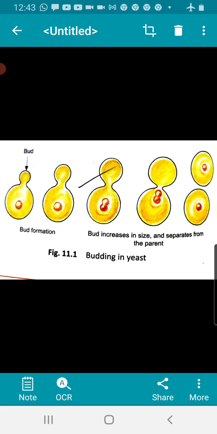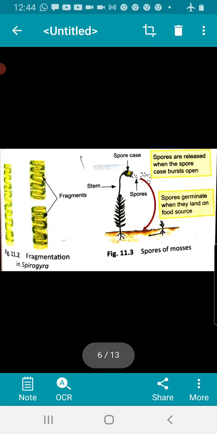The new yeast cell grows, matures and produces more yeast cells. Sometimes another bud arises from the bud, forming a chain of buds. If this process continues, a large number of yeast cells are produced in a short time. So, budding means a small bud arises from the body, then it grows and develops into a big one and detaches from the parent. Now, the next one is fragmentation.